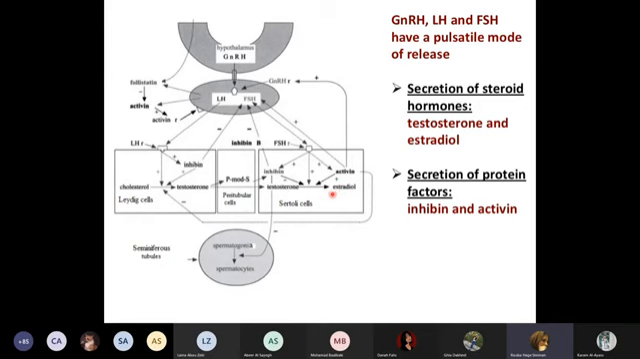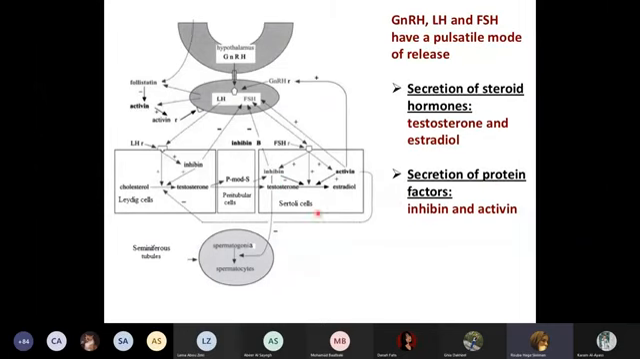This is why we say that LH and FSH are important for the secretions of testosterone and estradiol by the gonads, as well as they will stimulate the secretions of protein factors like inhibin and activin. So already we mentioned that inhibin and activin are secreted by the Sertoli cells. We mentioned that inhibin inhibits and activin activates. We are going to see this all in a few minutes.